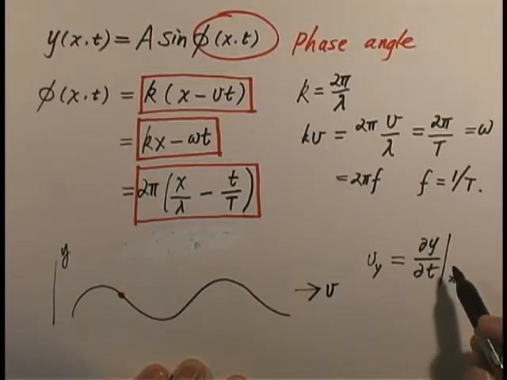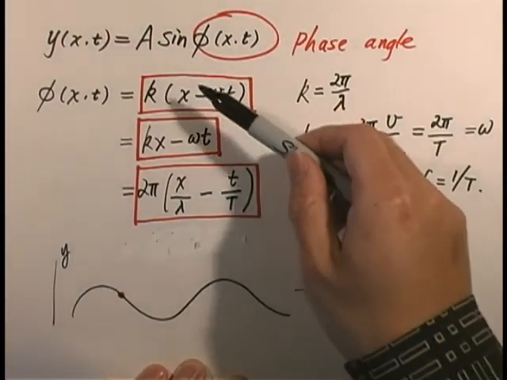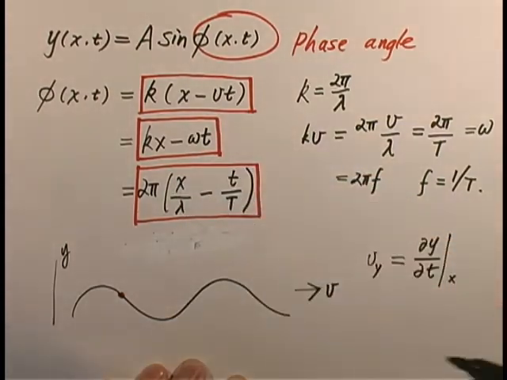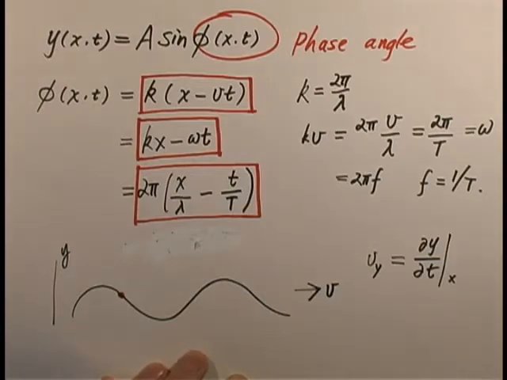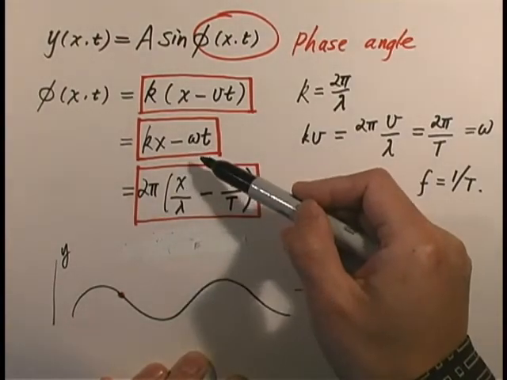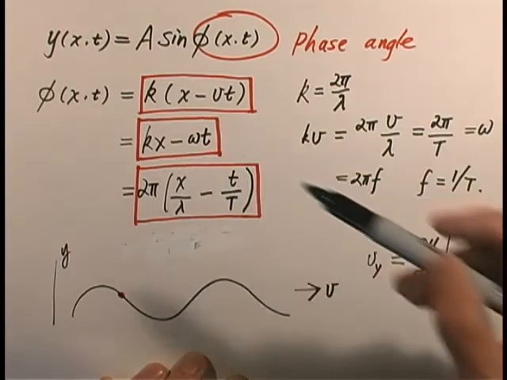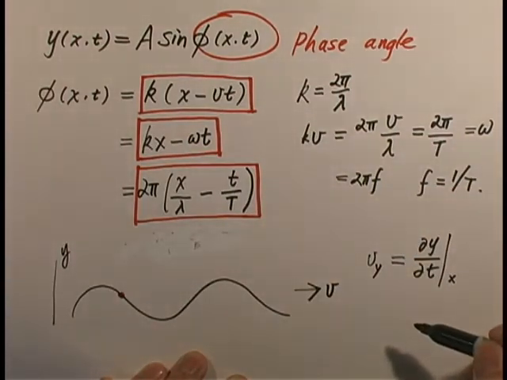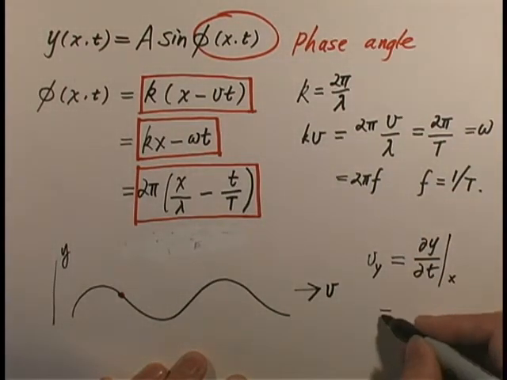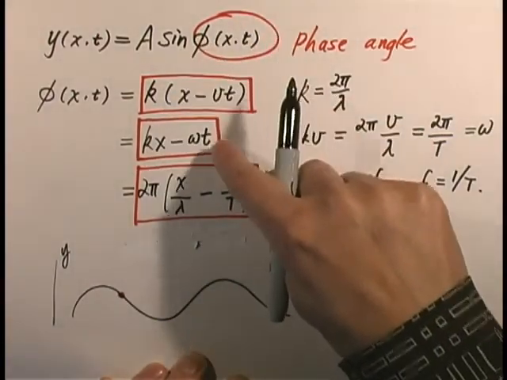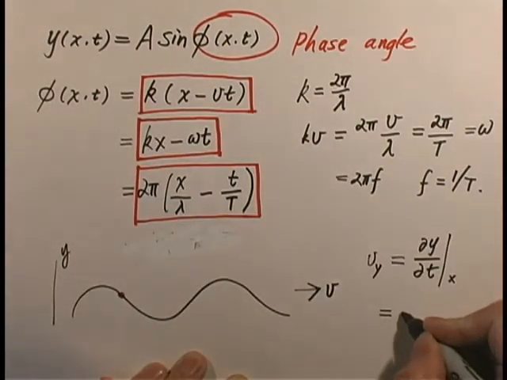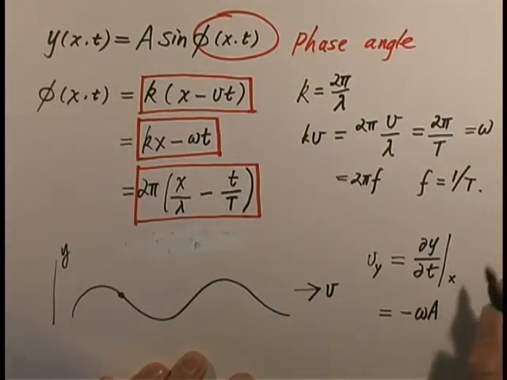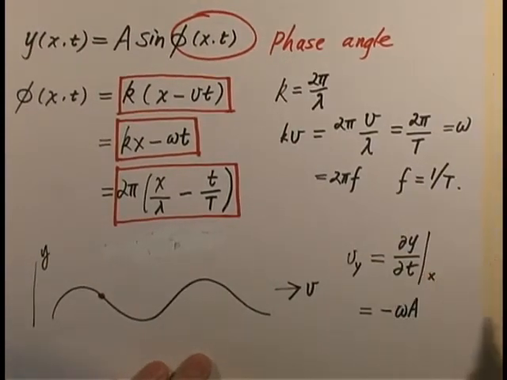Well, we know y, right? y is a sine of the phase angle, so we can plug any of these in and actually solve for y. For example, if I plug this in, y equals A sine of kx minus omega t. If I take a derivative with respect to t, what do I get? First of all, sine becomes cosine when you take the derivative, and there is a negative omega coming out, so it is negative omega A cosine of kx minus omega t.